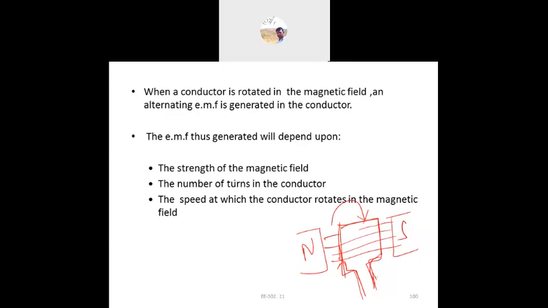So if the magnetic field is less, the EMF induced is also less. If the magnetic field is high and the number of turns is increasing, at that time the induced voltage will differ.